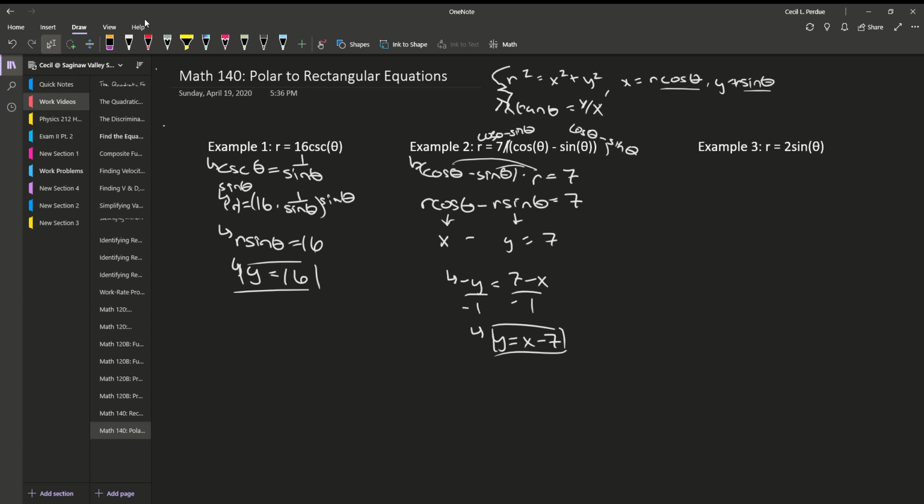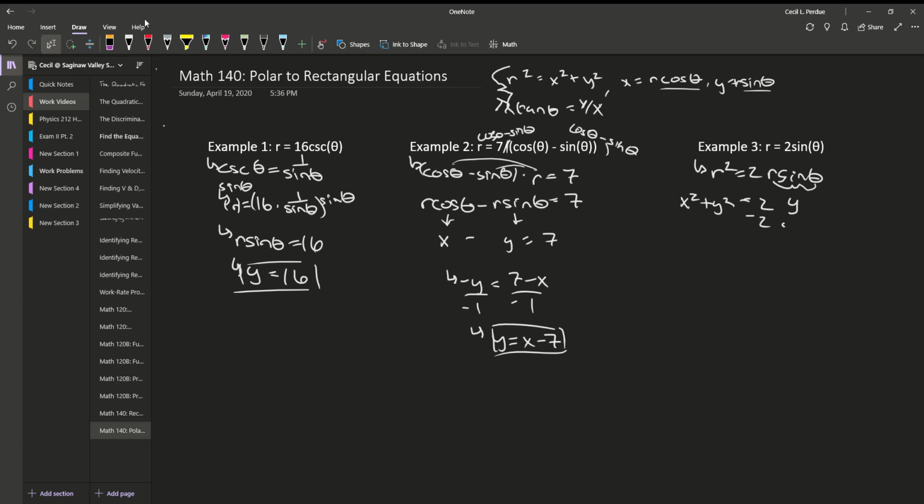For our final example, we have r is equal to 2 sine theta. The important thing that we need to recognize in order to solve this one is that we can multiply both sides by r in order to get r squared is equal to 2 times r sine of theta. R sine of theta, we know, is y. And then on the opposite side, r squared, we know, is x squared plus y squared.